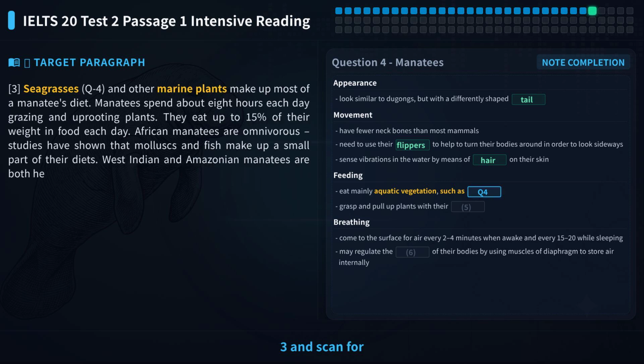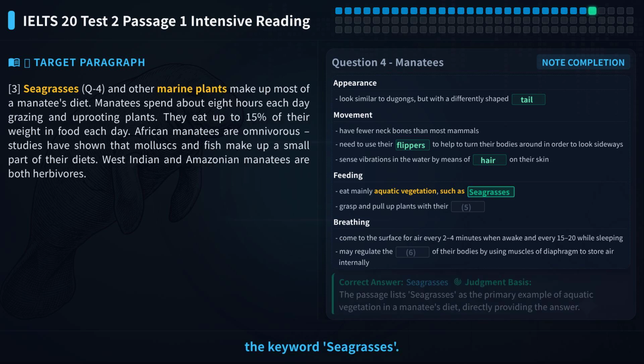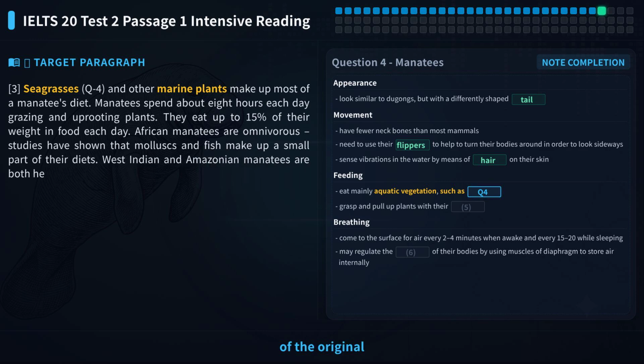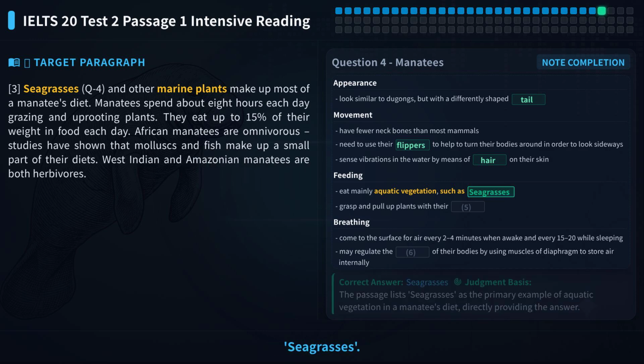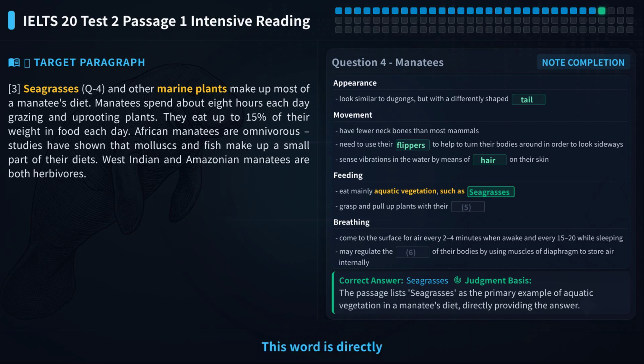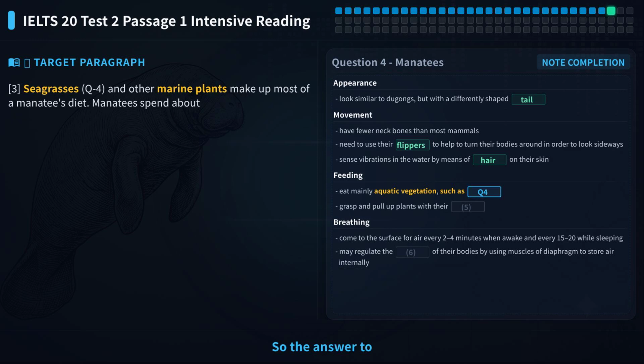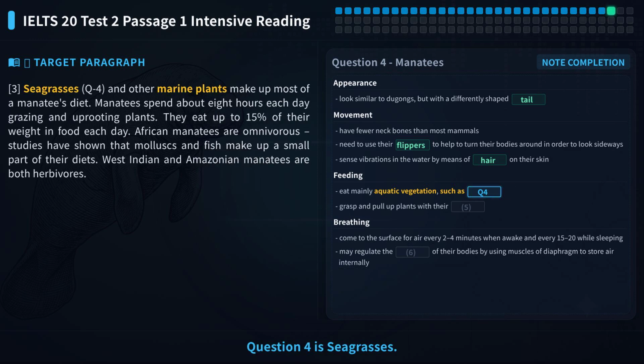Locate paragraph 3 and scan for the keyword seagrasses. The first sentence of the original text directly gives seagrasses. This word is directly given in the original text, no replacement needed. So the answer to question 4 is seagrasses.